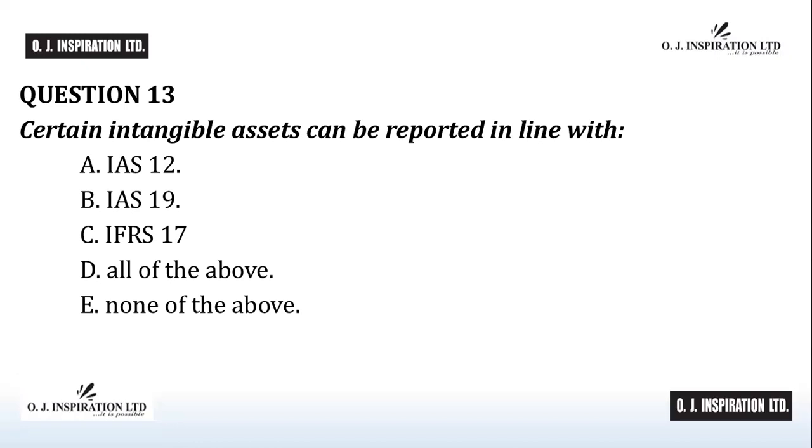IAS 12 Income Taxes deals with temporary differences arising from intangible assets. IAS 19 Employee Benefits applies to intangible assets arising from employee benefits, and IFRS 17 Insurance Contracts prescribes the accounting for deferred acquisition cost, which is a form of intangible asset. D is the answer to question number 13.